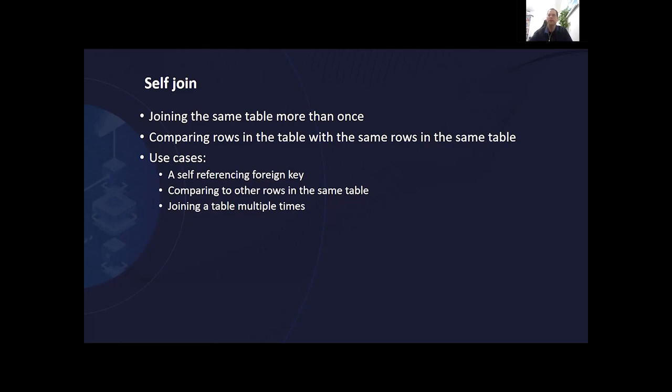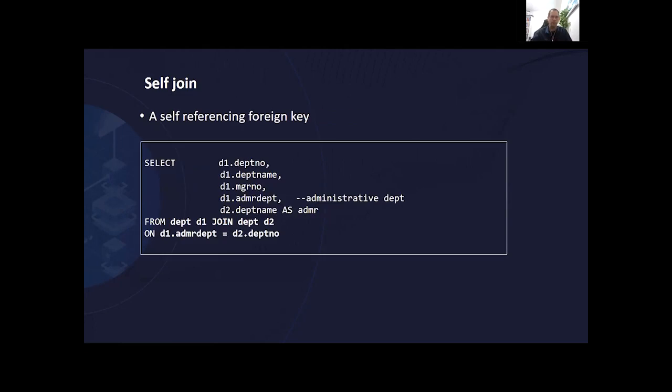An example is the department table, which also has the administrative department, which is the department that's managing the departments, right? You can compare two other rows in the same table, or you can even join a table multiple times in some cases. So let's take a look at some examples.